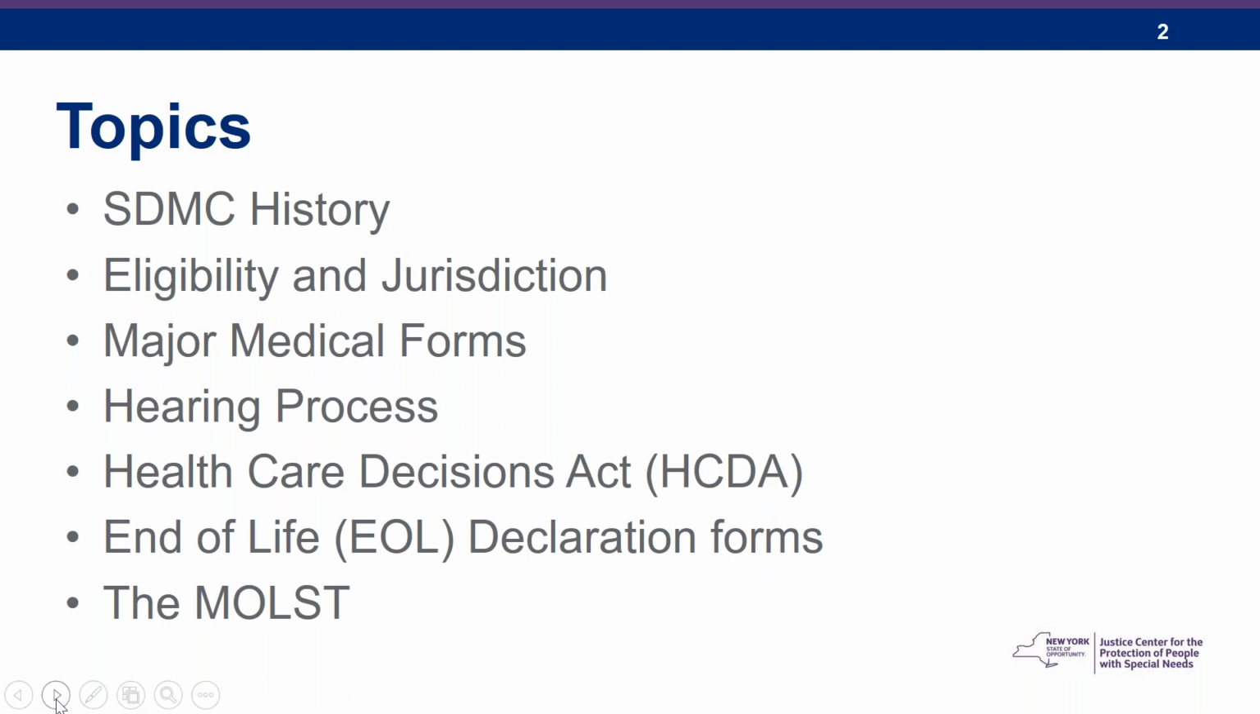So for the topics we're going to be covering today, it's surrogate decision-making history and background. Why was it necessary, or what was the goal of initiating an SDMC program? The eligibility, jurisdiction, how do we determine if someone meets the criteria to be eligible for surrogate decision-making? Our major medical forms, how do you access those forms? What are we really looking for when you fill out the forms?